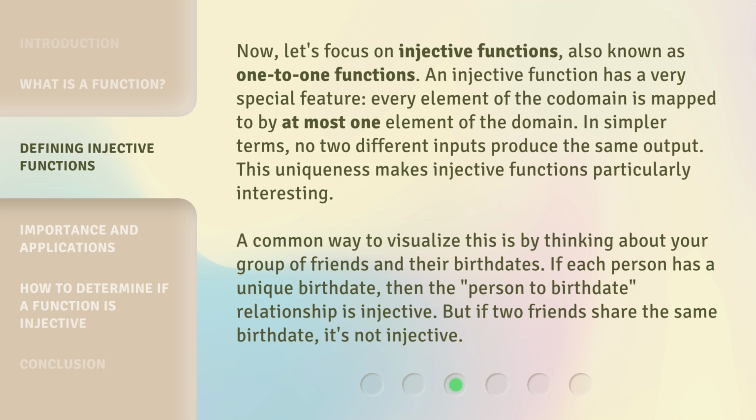A common way to visualize this is by thinking about your group of friends and their birth dates. If each person has a unique birth date, then the person-to-birth date relationship is injective. But if two friends share the same birth date, it's not injective.